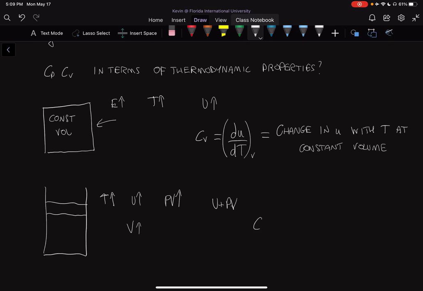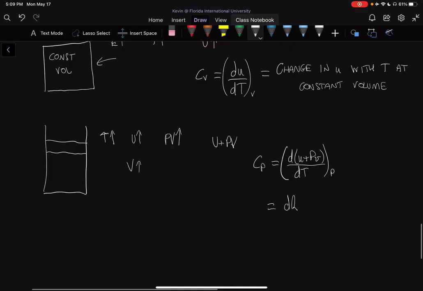Or if we write it in terms of the equation for CP, since it's per mass, it would be equal to d(u plus PV) divided by dT at constant pressure, and we can rewrite this as just dH over dT at constant pressure, which in words is equal to the change in H with T at constant pressure.